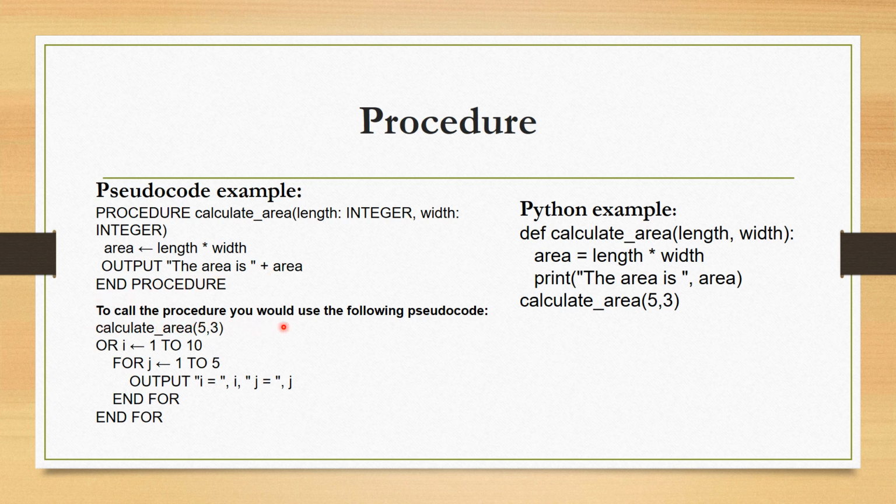To call the procedure, you would use the following pseudocode. We will just write down the name of that procedure. As you can see, exactly the same name we specified while declaring our procedure, and we will just be calling the procedure, right? As you can see, this procedure is accepting two values, length and width, so we need to pass two values. These things are called parameters, right?